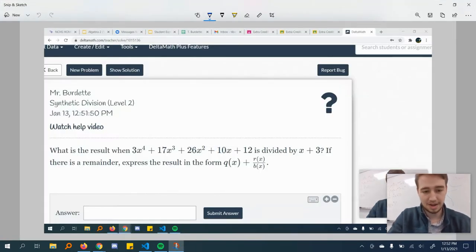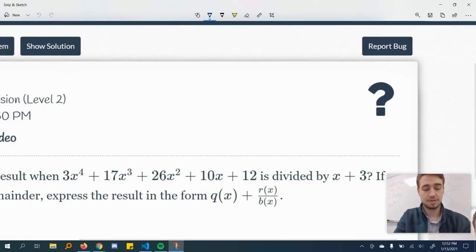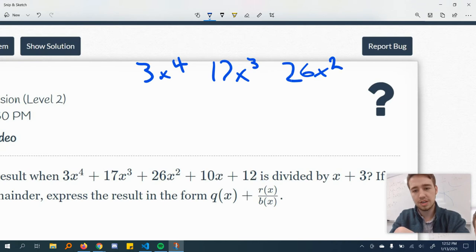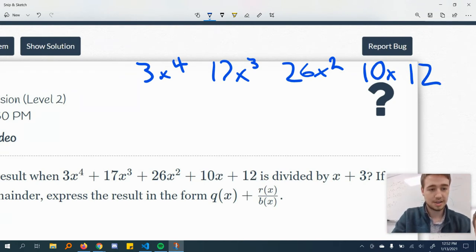So let's make that box again. Let's zoom in. We have 3x to the 4th, 17x cubed, 26x squared, 10x, 12, and x plus 3.